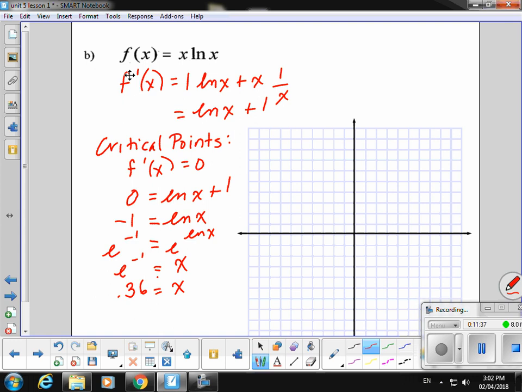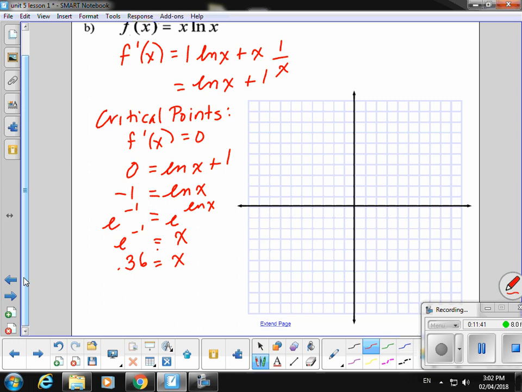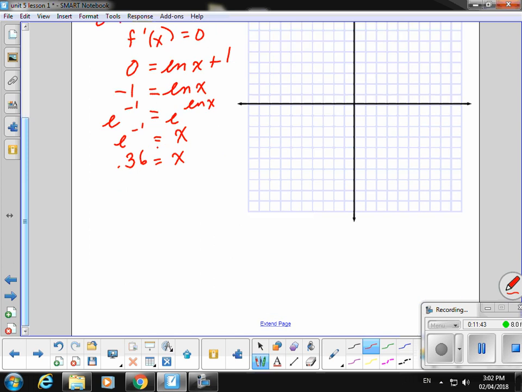Okay. So I'm going to set up a nice little chart to organize my thinking. This is a nice simple chart because there is only one critical point. I want to look at 0.36, to the left of 0.36, and to the right of 0.36. Okay. At 0.36, the derivative is 0. So that tells me the function has a turning point there.